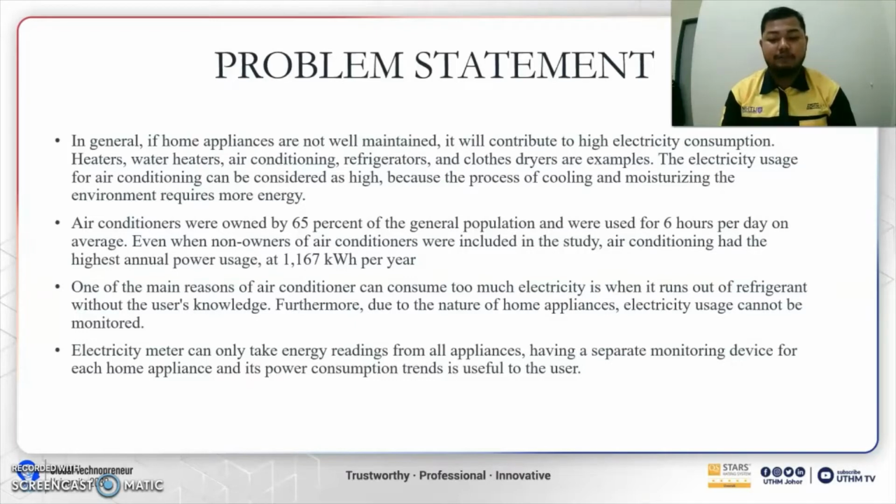And one of the main reasons an air conditioner can consume too much electricity is when it runs out of refrigerant without the user's knowledge. Furthermore, due to the nature of home appliances, electricity usage cannot be monitored individually. And lastly, the electricity meter can only take energy readings from all appliances. Having a separate monitoring device for each home appliance and its power consumption trends is useful to the user.